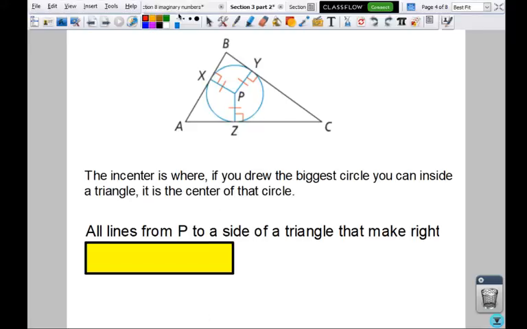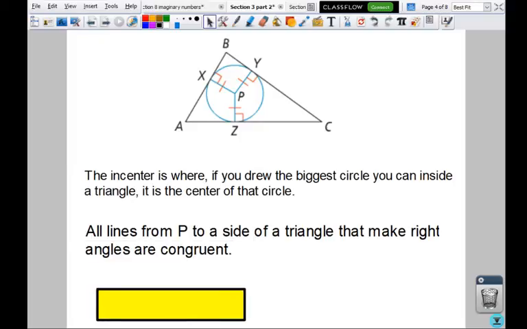All right, the reason the in-center is special is because if you took a triangle and you drew the biggest circle you could inside of that triangle that touched all three sides, then the in-center is the center of that circle. And the reason that all three of these perpendicular lines are congruent is because it's like having three different radiuses of the circle. So all the lines that make right angles are congruent.